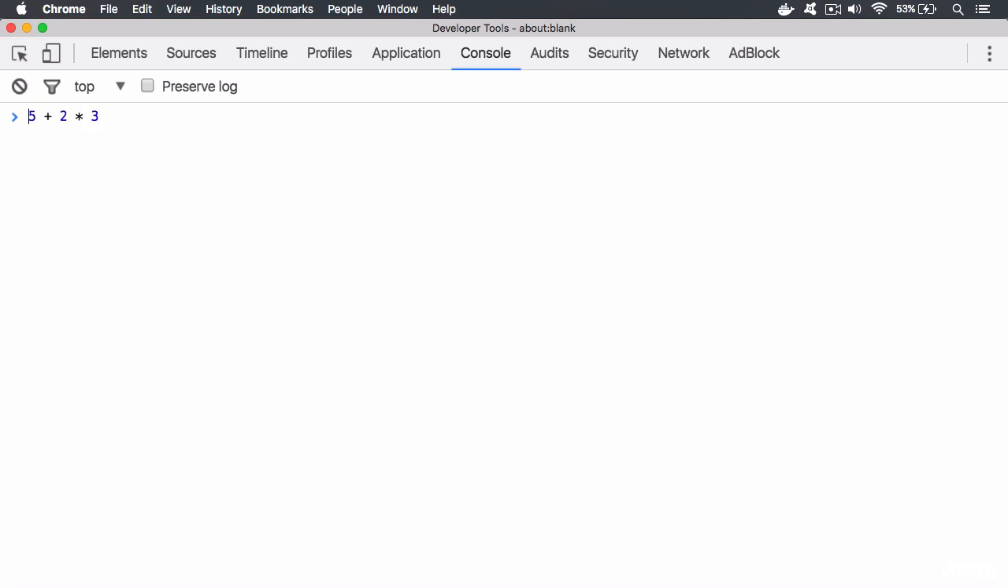If I was to just read it like this, 5 plus 2 is going to be 7, and then times 3 is 21. Let's go ahead and do this, and you'll notice we actually get the answer 11, and that's because you don't read it left to right. You understand that there is a precedence with these operators.